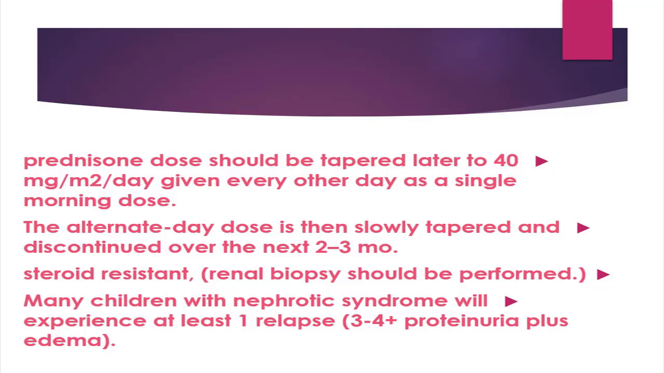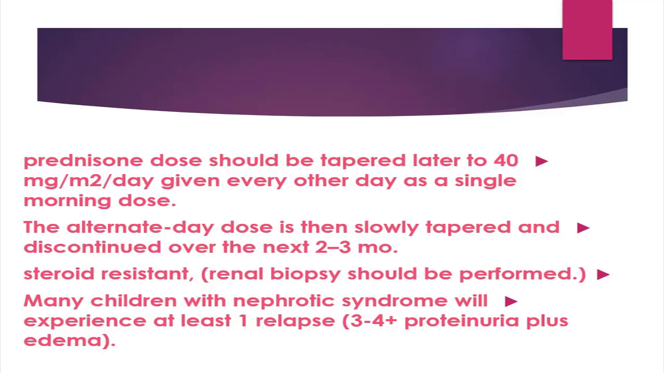If the patient is resistant to steroids, that means he's taking daily 60 mg per meter square with no response. At that time, this is called steroid resistant and needs a biopsy performed to see what's happening inside the kidney.